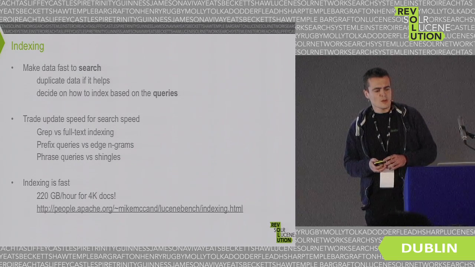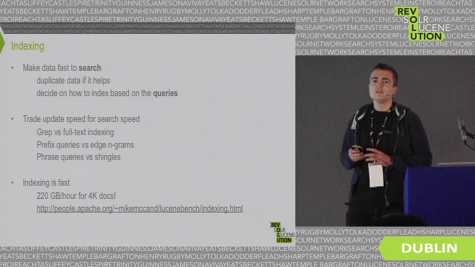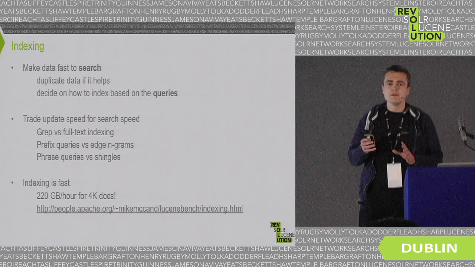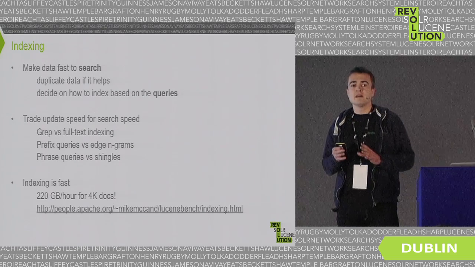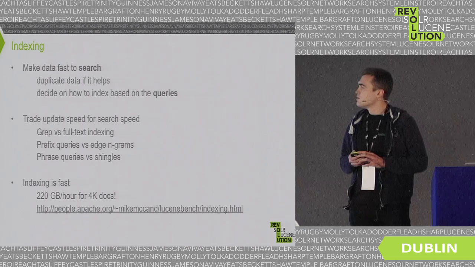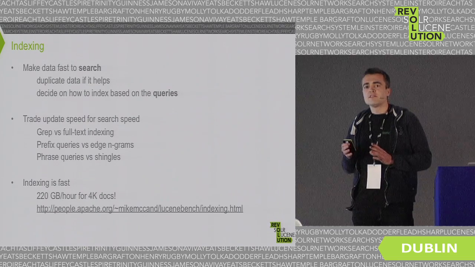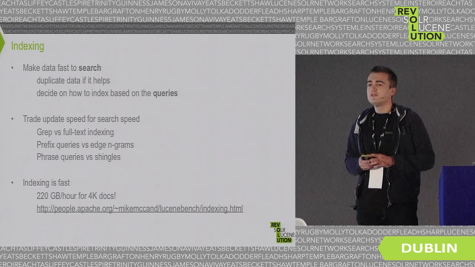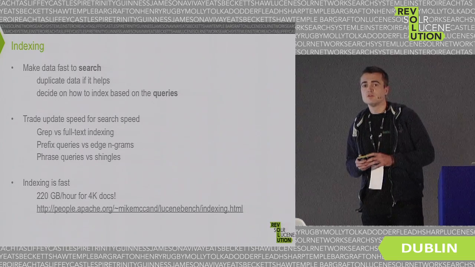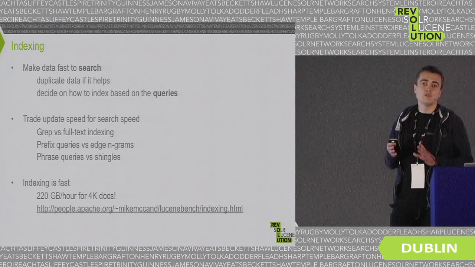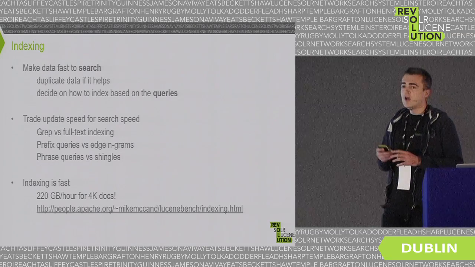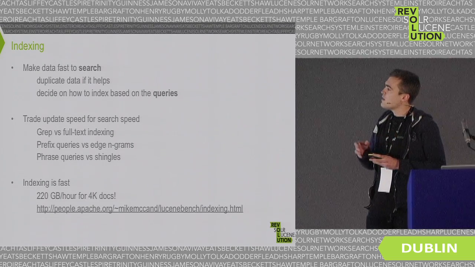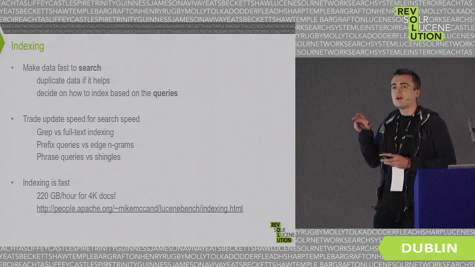So coming back to Lucene, Lucene is all about indexing. What is indexing? The main point of indexing is to make data fast to search. So how can we do that? There are several things that you can do. Something you should not be afraid of is to duplicate data if it helps. This is something that Lucene is doing all the time, duplicating data, so that you can access it very quickly, no matter what your access pattern is.